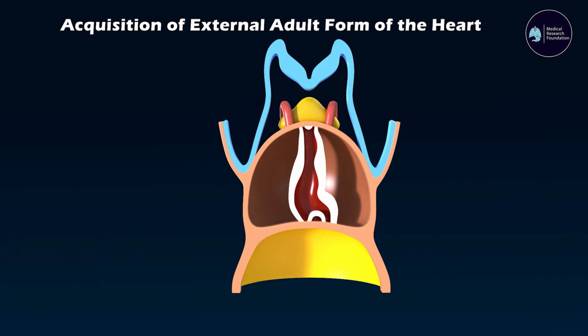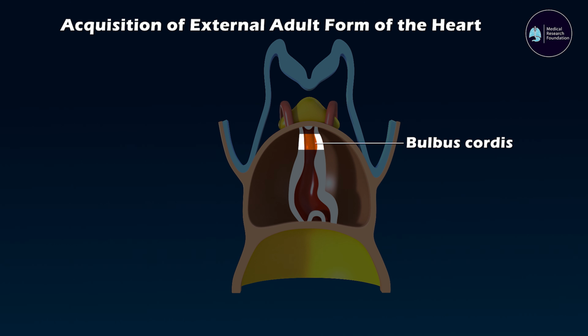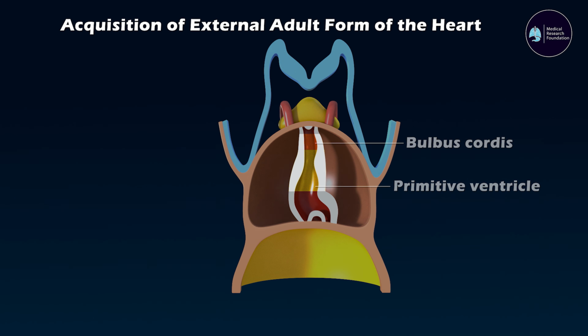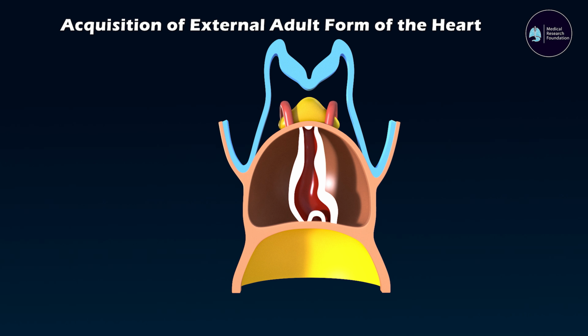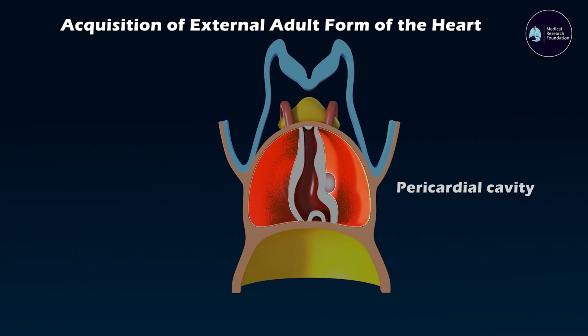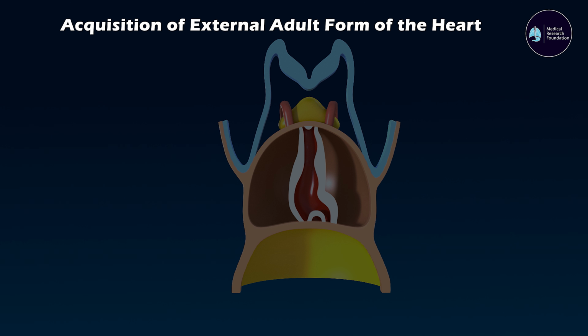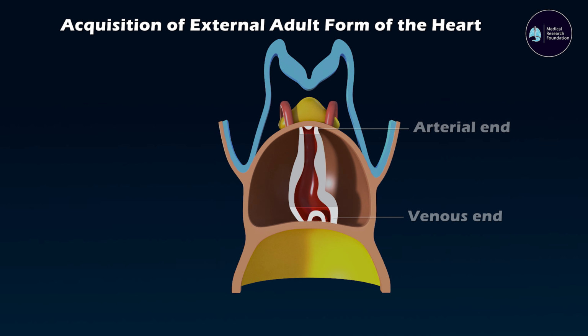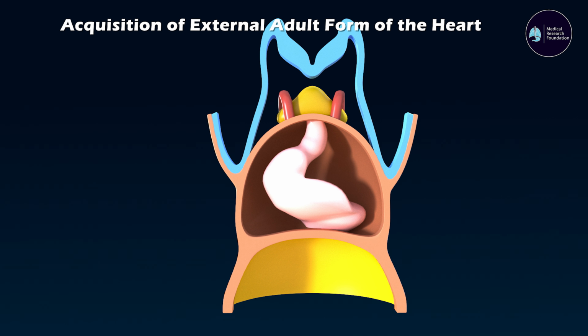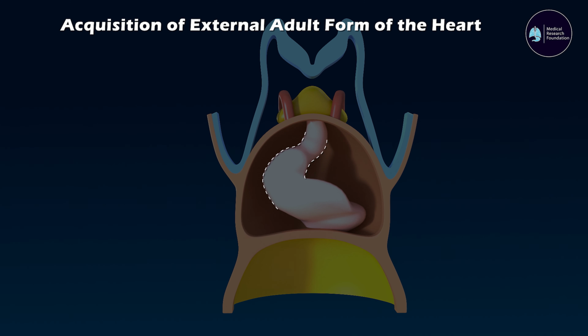The myoepicardial mantle forms the myocardium and epicardium. Acquisition of external adult form of the heart. The sacculated primitive heart tube acquires adult form of the heart as follows. As the development progresses, the sacculated heart tube, particularly bulbus cordis and primitive ventricle, grows rapidly in a limited space, dorsal to the pericardial cavity. Since the arterial and venous ends of the heart tube are fixed, it gradually invaginates into the pericardial cavity in a U-shaped manner, thus forming a cardiac loop.